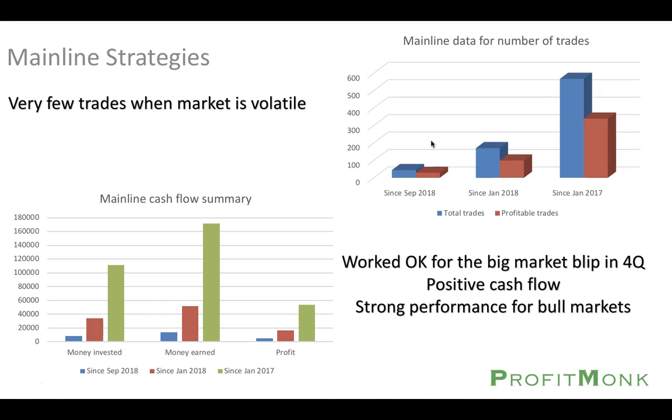So, given that, let's jump in. This is the data for mainline strategies right here. The chart is showing mainline data for the number of trades, and you have three pieces of data as promised: since September 2018, which is the last quarter roughly, since January 2018, and since January 2017. The y-axis is the number of trades. You can see that since September 2018 you have made very few trades.